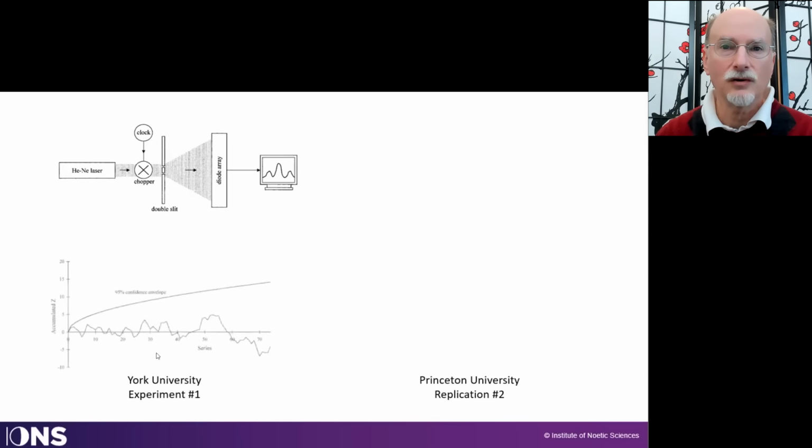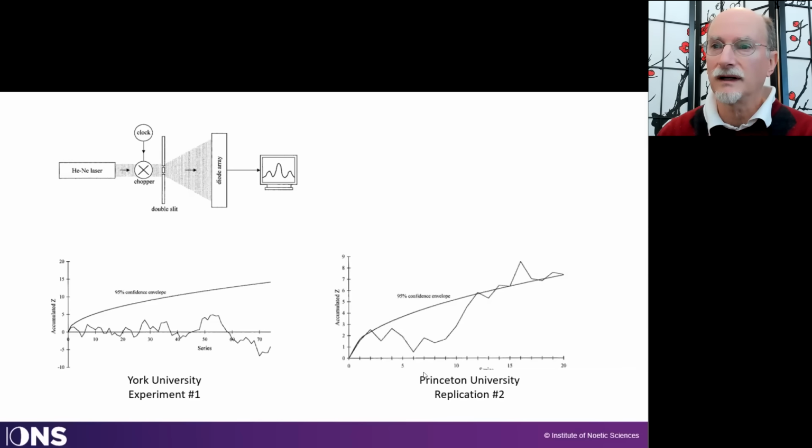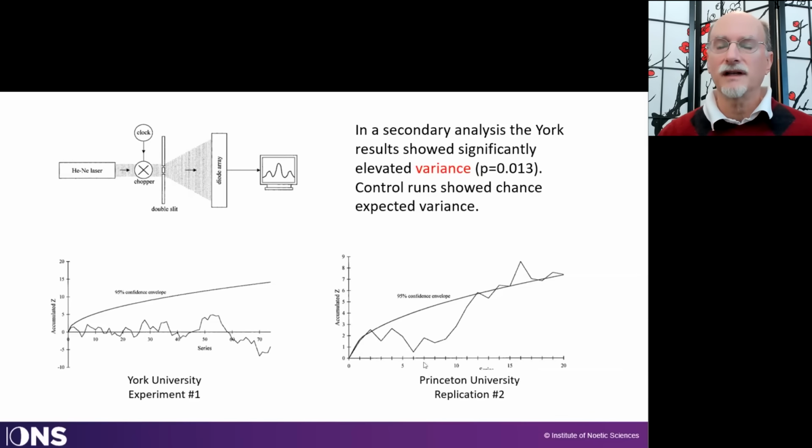So the first experiment at York University did not show any interesting results. The results would have to go outside of this 95% confidence interval to show a cumulative result. They then gave their apparatus to Princeton, which improved it somewhat. And then they did get a significant result at Princeton. And then afterwards, a secondary analysis of the York University results did show a significantly elevated variance, which you would not see in this kind of graph. And the control run showed a chance expected variance.